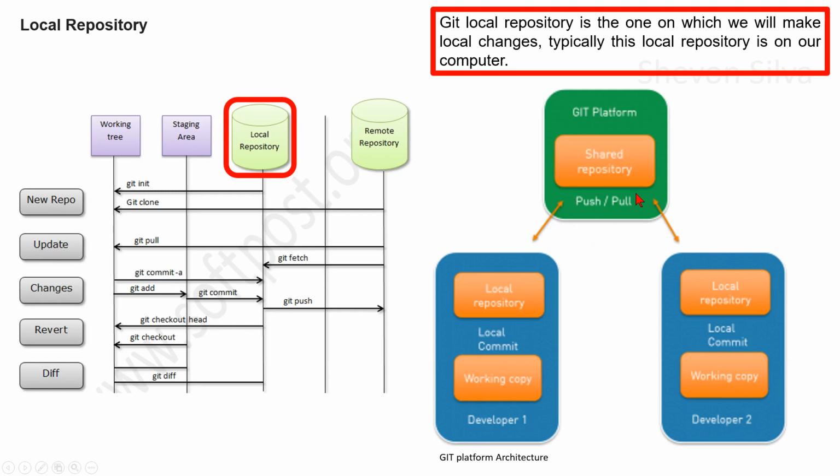Here you can see Git platform shared repository. Inside it there's a shared repository and push and pull is here. Now here you can see developer 1. Inside that local repository is there and working copies are here, and local commit is here, and developer 2 local repository and working copy, and there's a local commit.